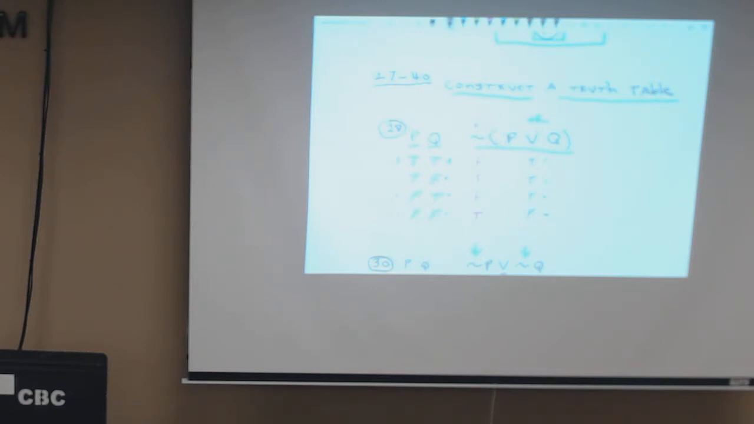Now, if this has this truth value, what's going to be the truth value for the negation of that? It's going to change from true to what? False. From true to false. From true to false. And from false to true. And this is what's called the final truth value for this whole statement. And this is how you build a truth table. Okay? So you do all this stuff and then put a big box around your final column.